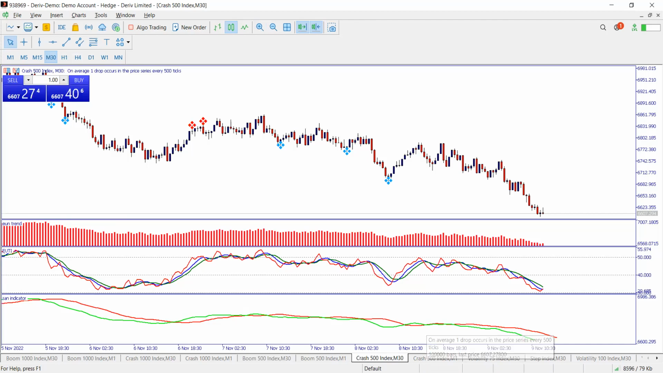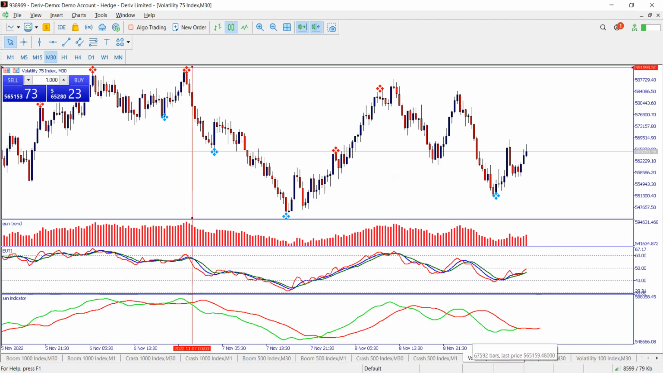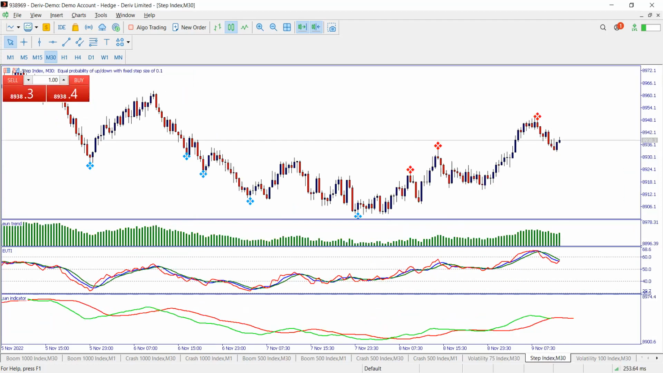It's already oversold, so we don't have an opportunity. Okay. V75, we wait for it to cross over, reach 60. When it turns back, we take it again. It's that simple. This one was already buy, step index bought already.